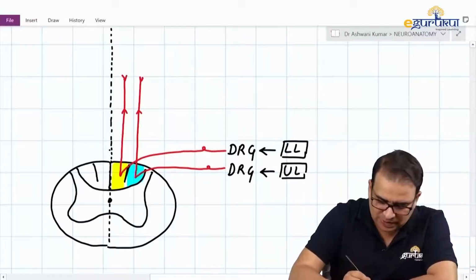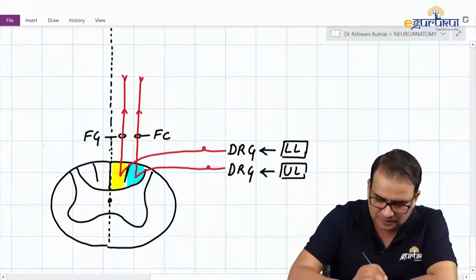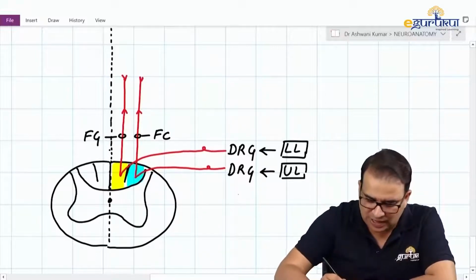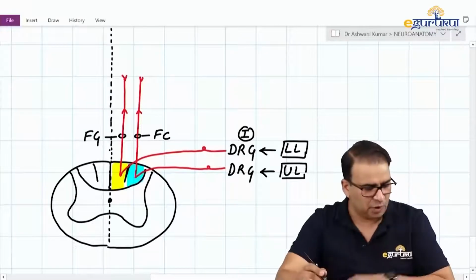I know some questions might be coming to your mind. We'll answer it. Now, first, this is the fasciculus cuneatus, I'm writing FC here, and this is fasciculus gracilis. Dorsal root ganglia was which order neuron? They were obviously first order neuron. They were all first order neuron.